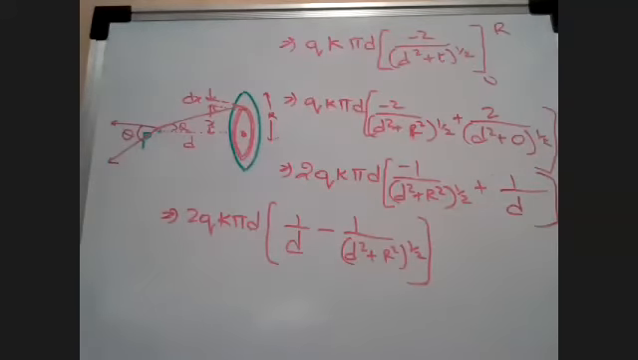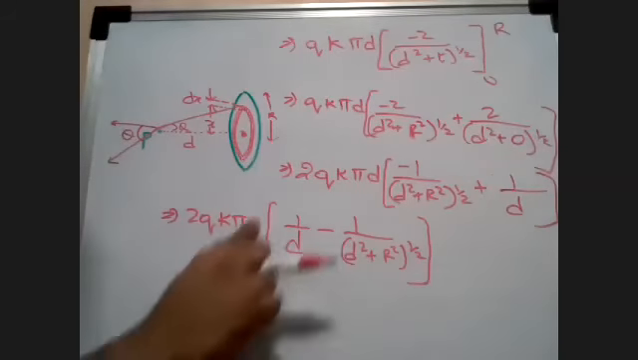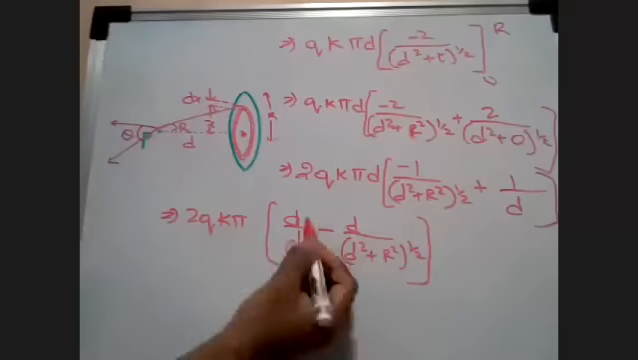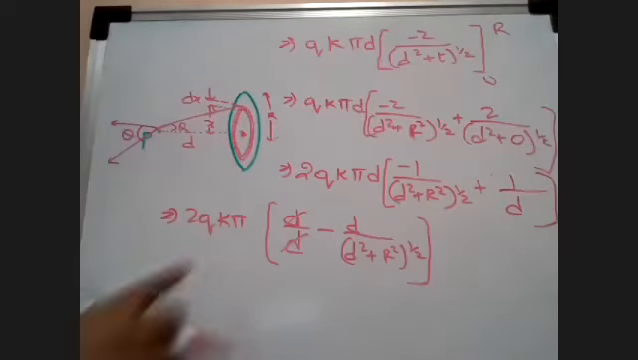Now if you take d inside, what you'll get? If I take this d inside, it will get multiplied. This d, if I remove it, I multiply it over here, and it will become d over here. D upon d, you'll get 1 minus d upon d square plus r square raised to half. Is that correct? Yes, sir.